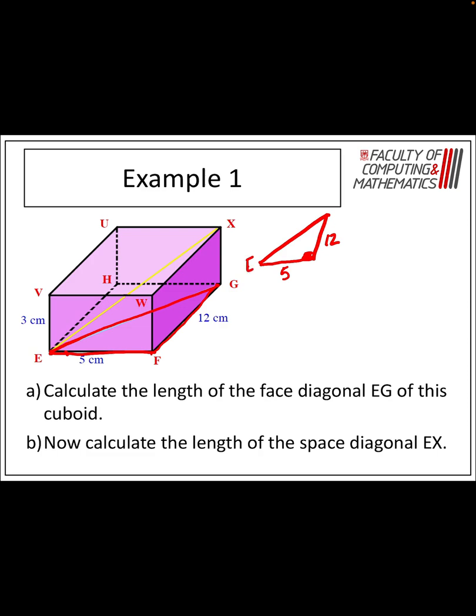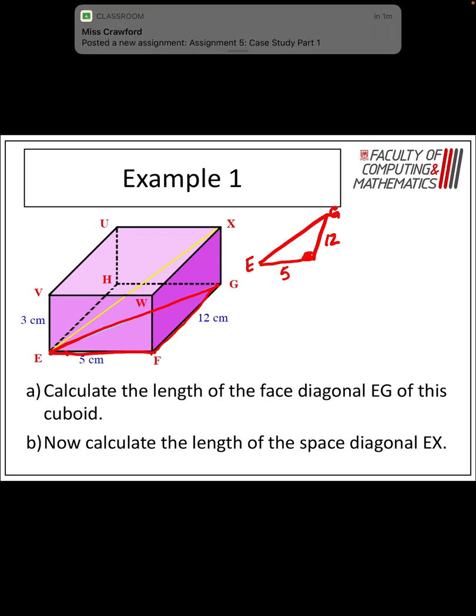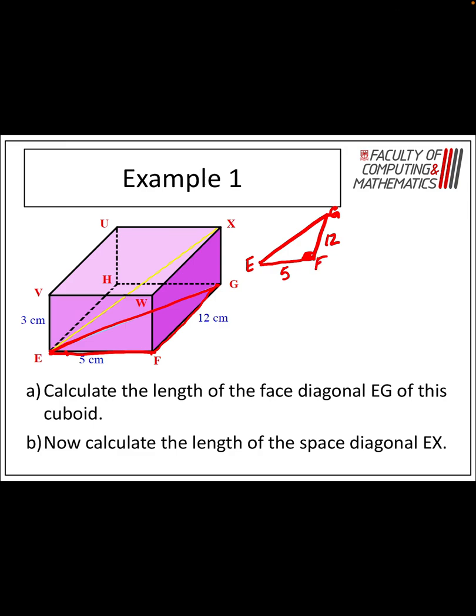I've got EG, there's my face diagonal, and I've got F in the bottom. What I want to do is find the length of the face diagonal EG, and I'm going to call that X.